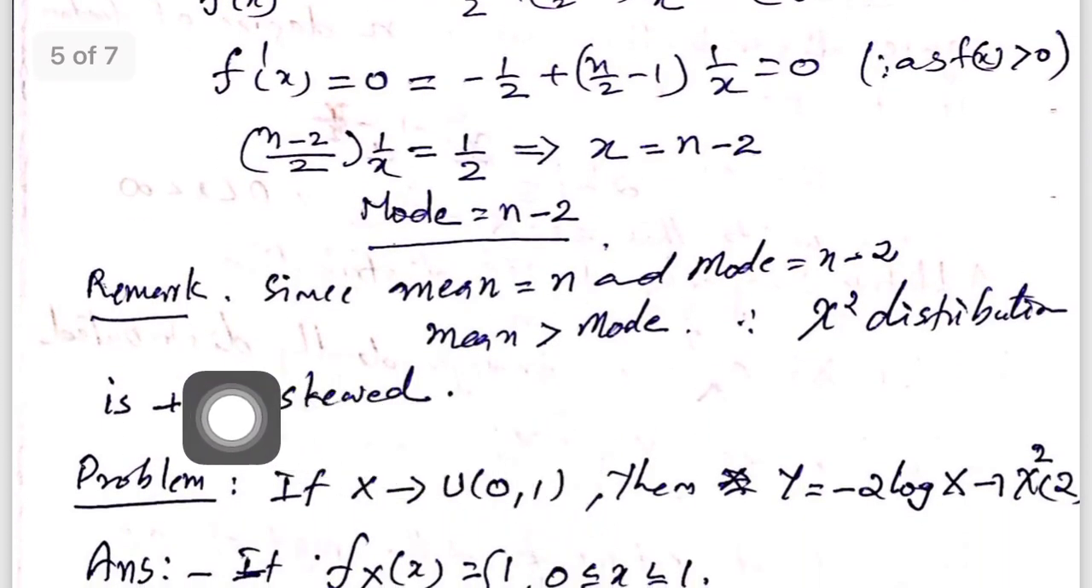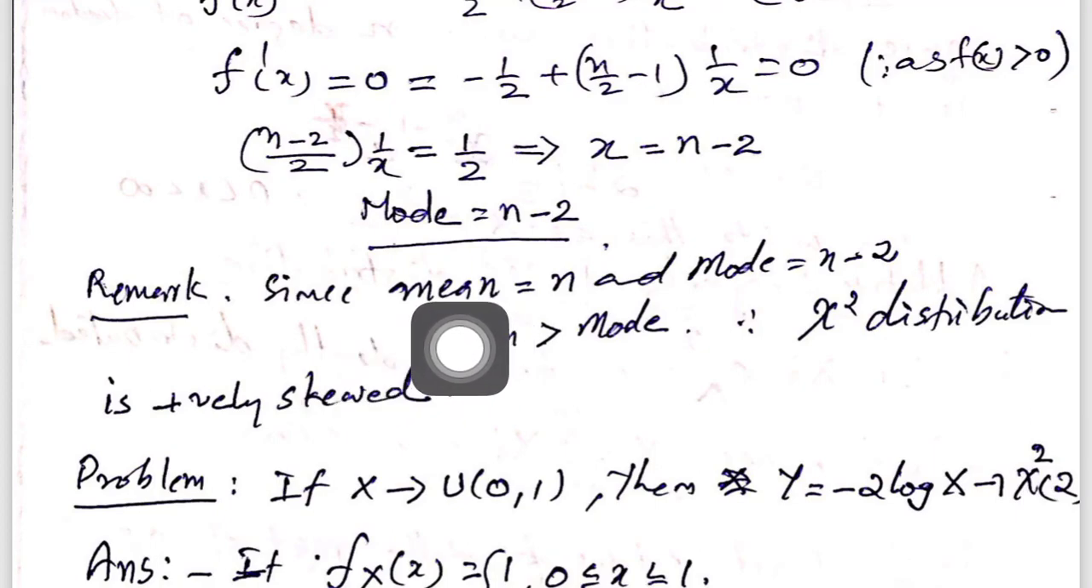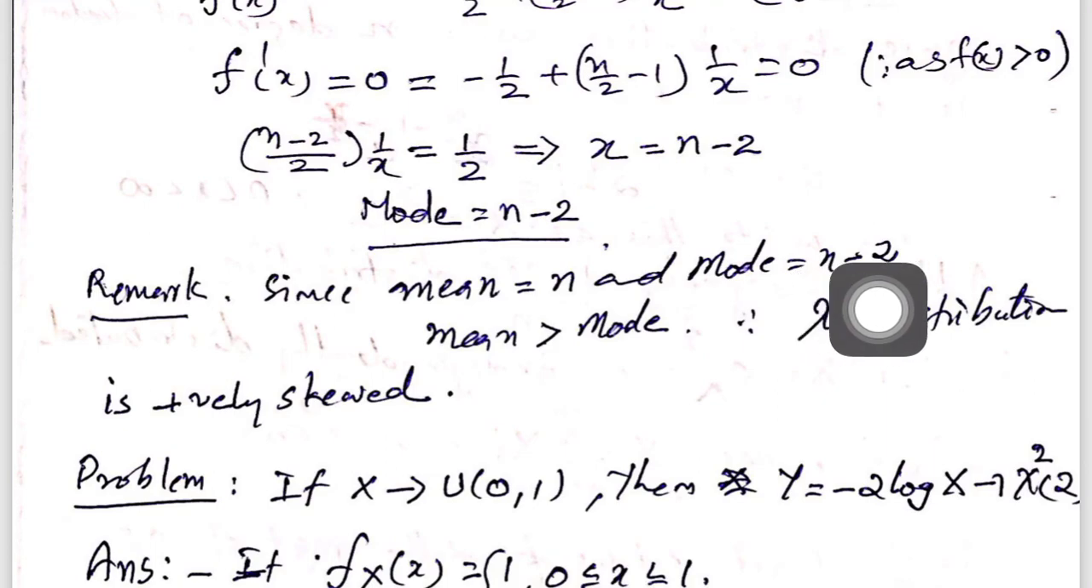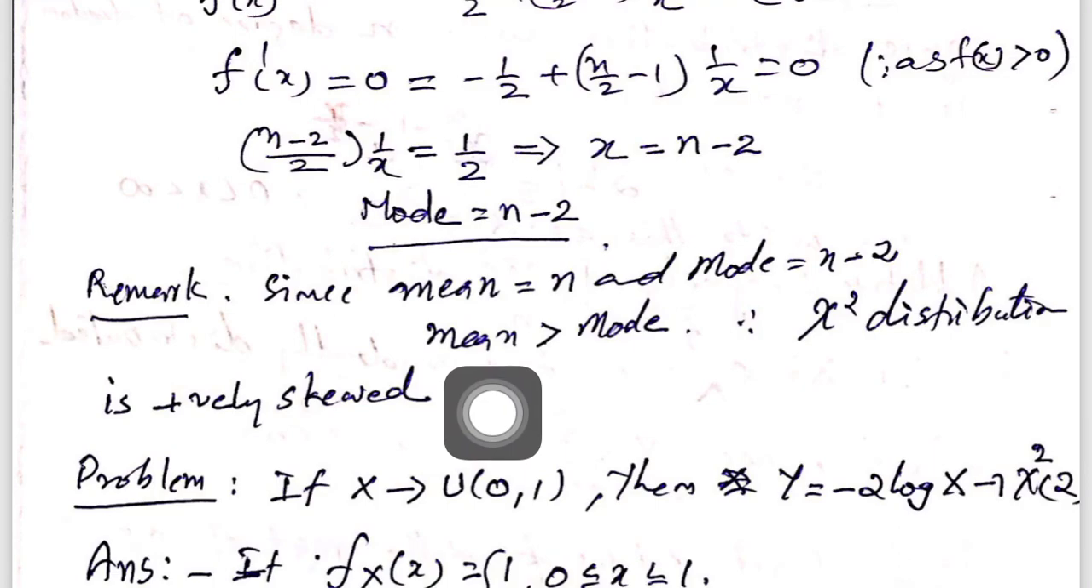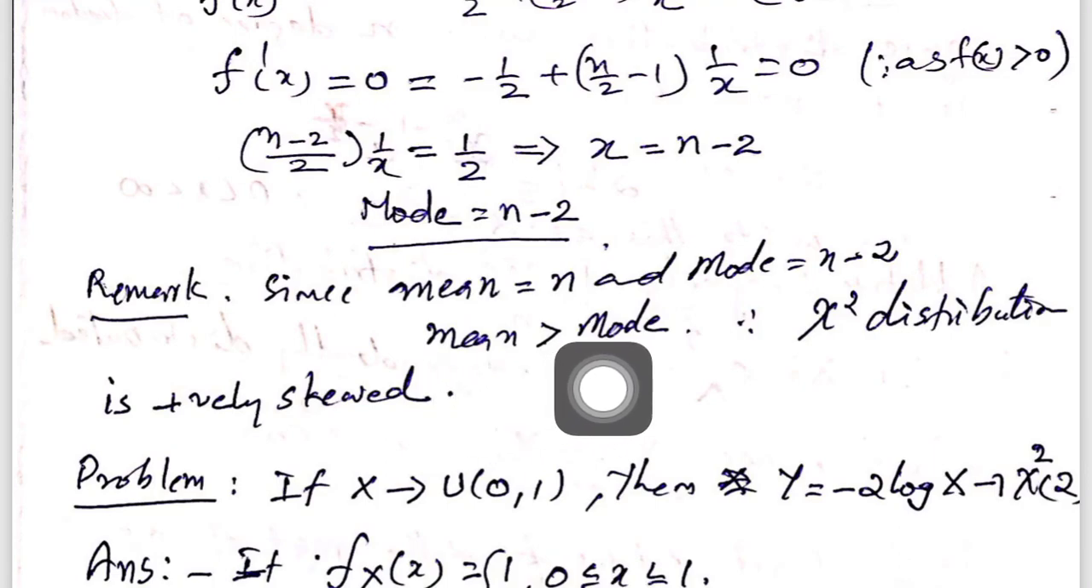Okay, and I have added a remark here. Mean, we have already found that mean is equal to n earlier, in the last video, and mode is equal to n minus 2, as we have proved here. It is very clear that mean is greater than mode. If the mean is greater than mode, you can say that the distribution is positively skewed. If the mean is less than mode, you can say that the distribution is negatively skewed, but here it is positively skewed.